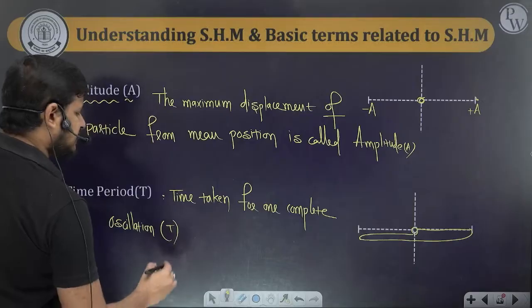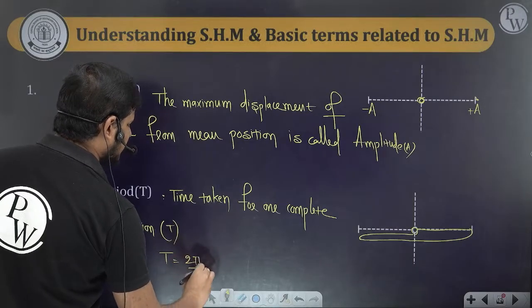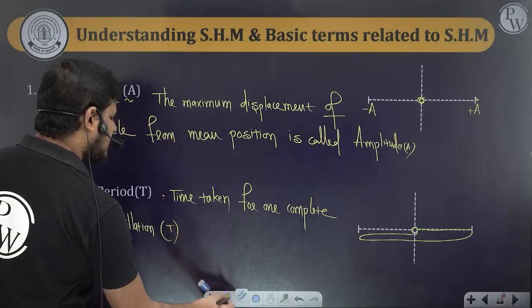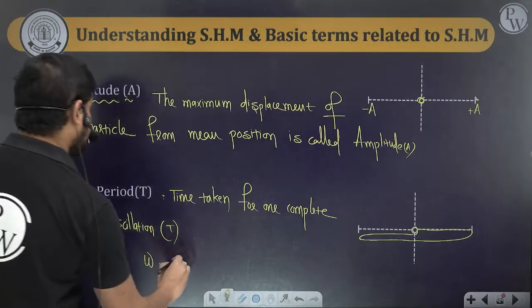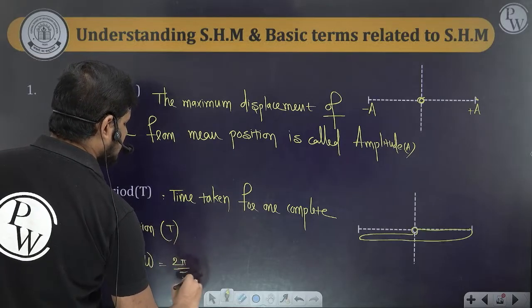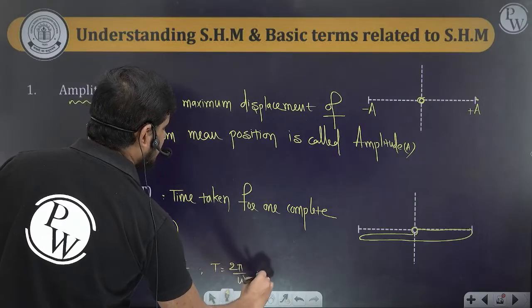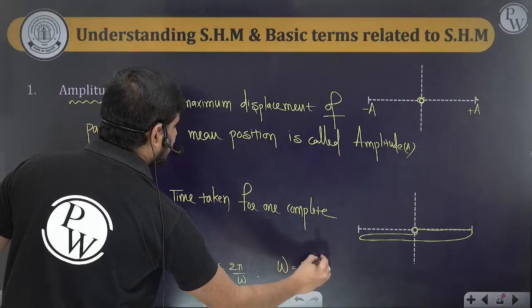So this time period T is equal to 2 pi by omega. The omega, angular velocity, you know, right? Angular frequency, you know, right? Which is 2 pi by T. So from here, the time period T is equal to 2 pi by omega, or you can also write, the omega is equal to 2 pi f, right?